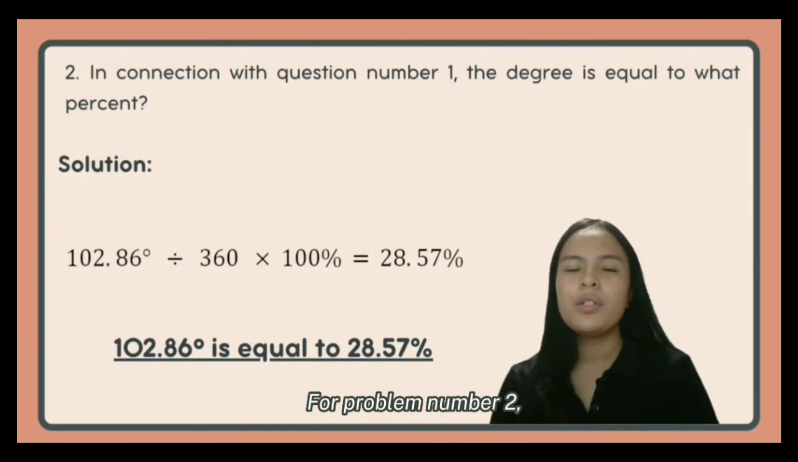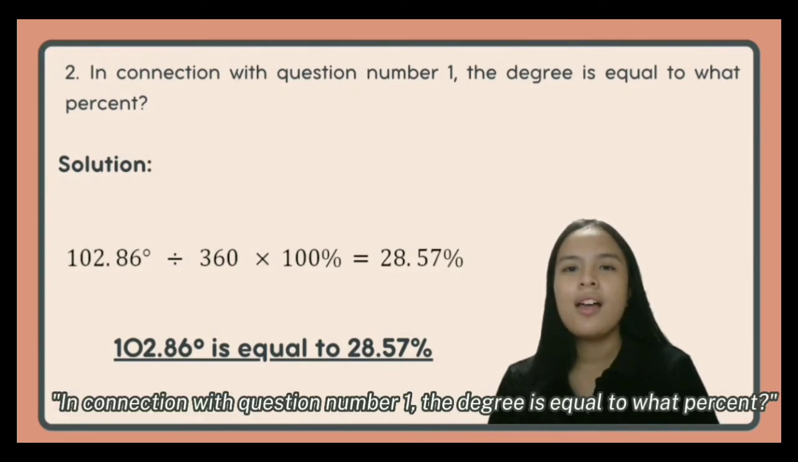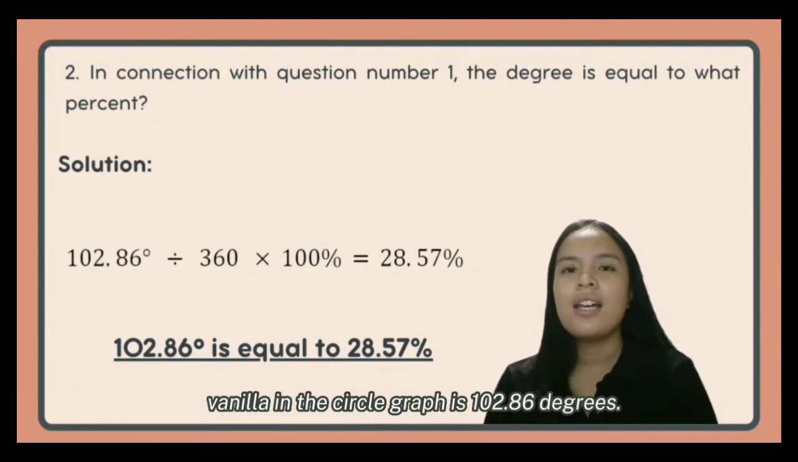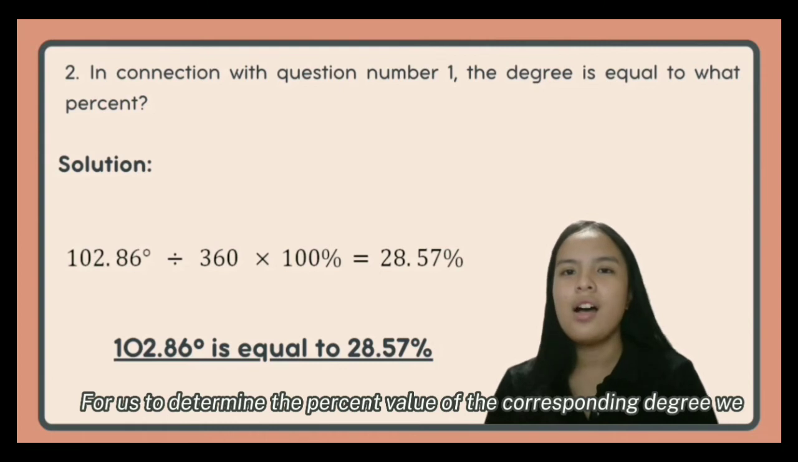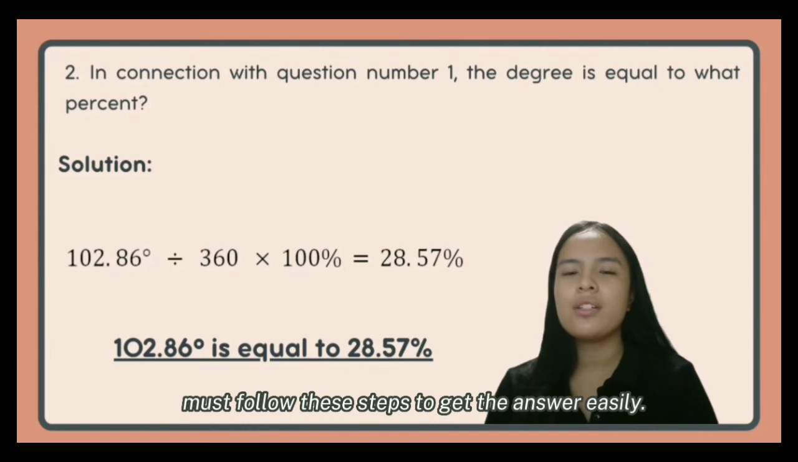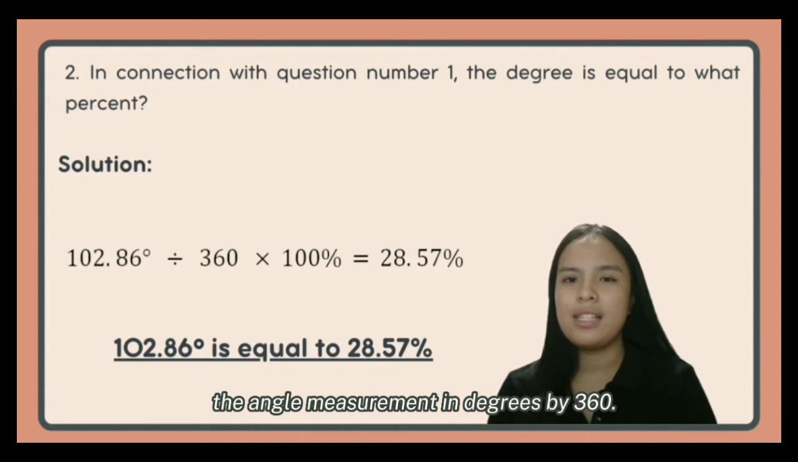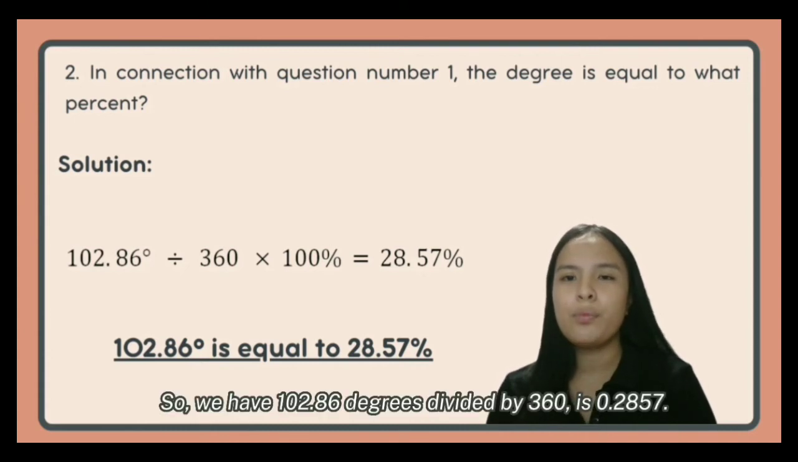For problem number 2, in connection with question number 1, the degree is equal to what percent? From question number 1, the degree that corresponds to the sector of the vanilla in the circle graph is 102.86 degrees. For us to determine the percent value of the corresponding degree, we must follow the steps to get the answer easily. First, since the sum of the degrees in a circle is 360 degrees, we should divide the angle measurement in degrees by 360.